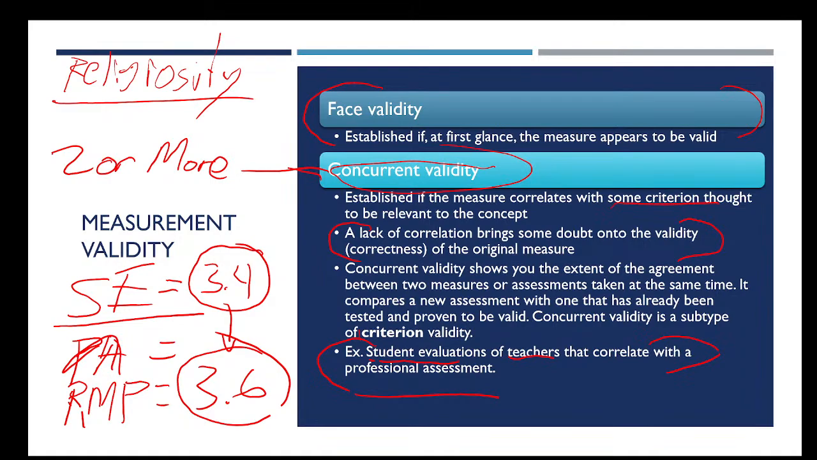So let's go back to religiosity. If we have, say, religious service attendance and subjective importance of religiosity, and those two things go together, the more someone attends religious services, the more subjectively religious they consider themselves to be, you would have concurrent validity, right?